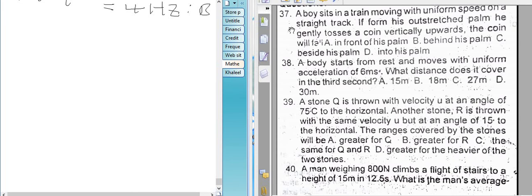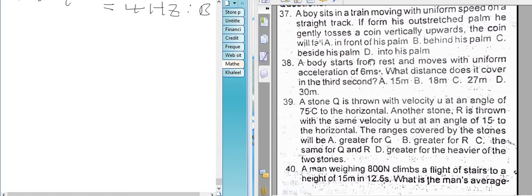Okay, question 37. A boy sits in a train moving with a uniform speed on a straight track. He gently tosses a coin vertically upwards. The coin will fall: A, in front of him; B, behind him; C, behind him; and D, into his hand. The correct option is D.